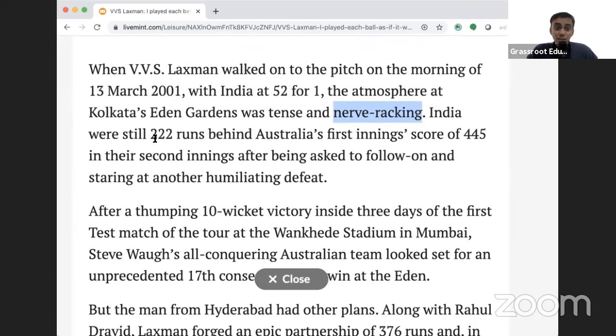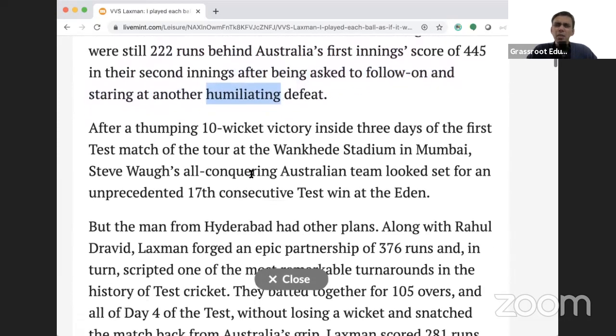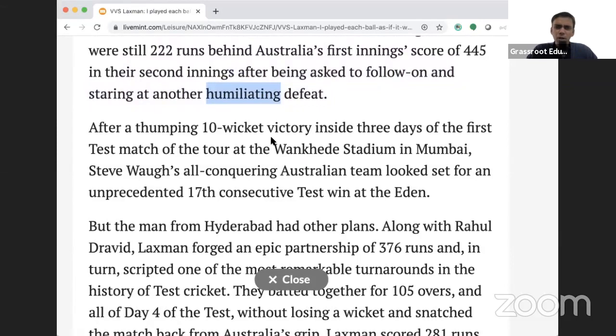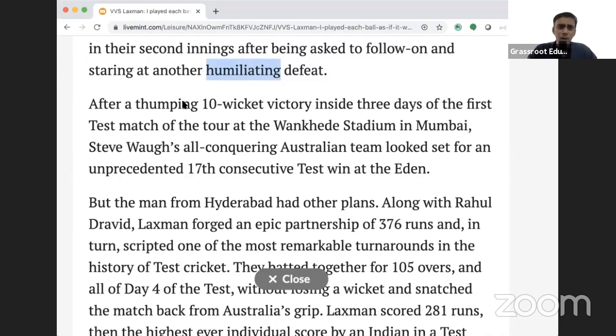India was still 222 runs behind in their second innings after being asked to follow on and staring at another humiliating defeat. Humiliating means embarrassing. To get defeated in a very bad way. It's not that you tried really hard and got defeated, but you're getting defeated badly, brutally. That's humiliating. Totally shaming defeat. Next one.